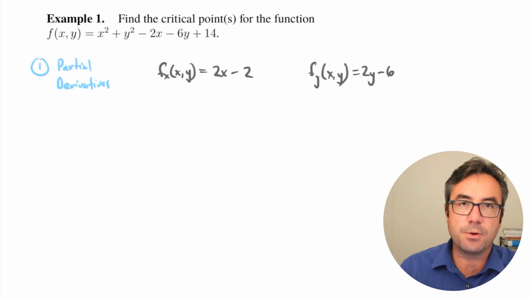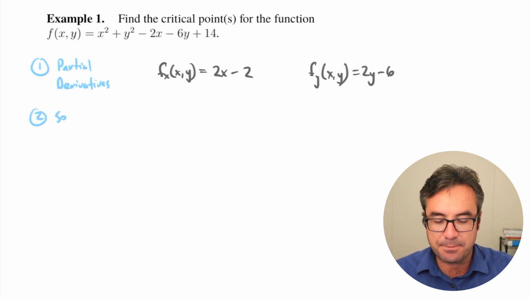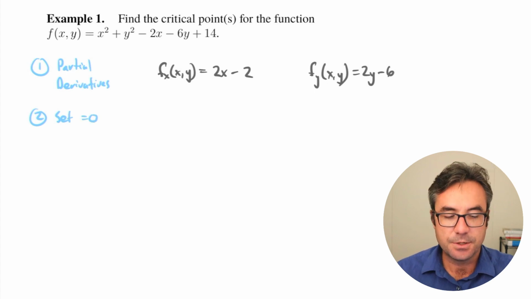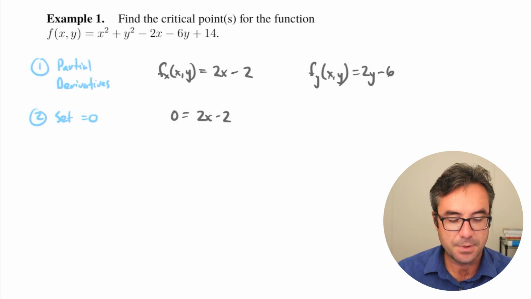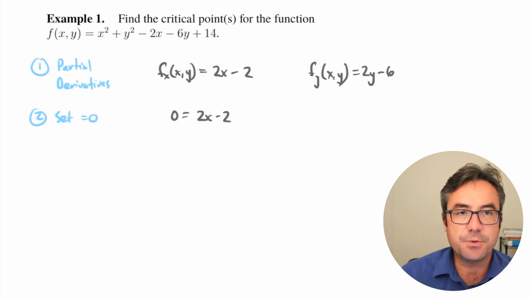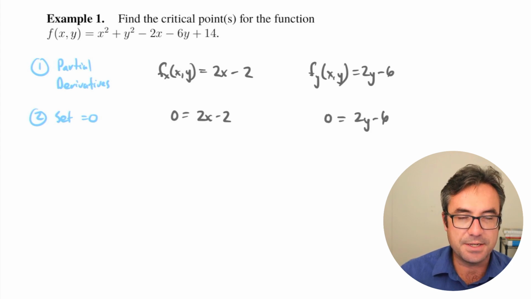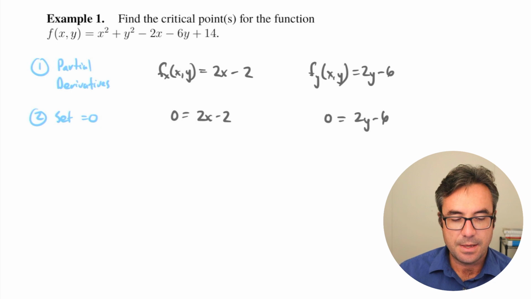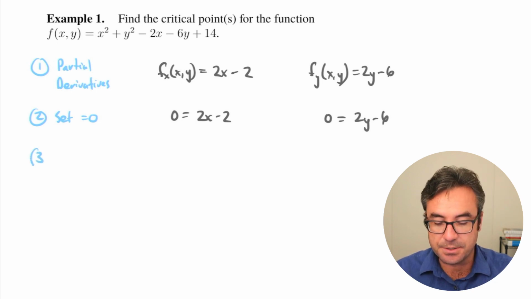All right, so we find both partial derivatives, and then the second step is we set both of them equal to 0. So we're going to have to solve both of these equations simultaneously. So we get 0 equals 2x minus 2, and 0 equals 2y minus 6. And then you solve. That's generally the trickiest part, is you solve these equations for x and y.